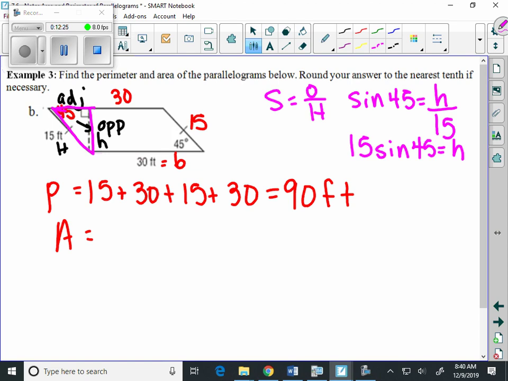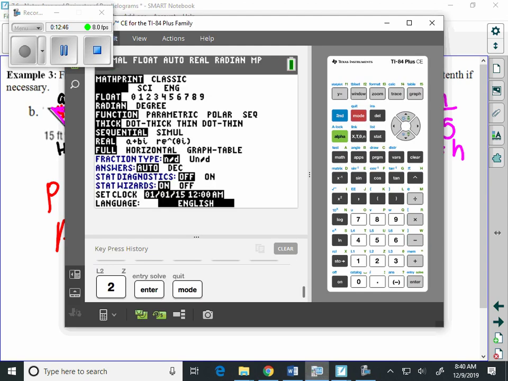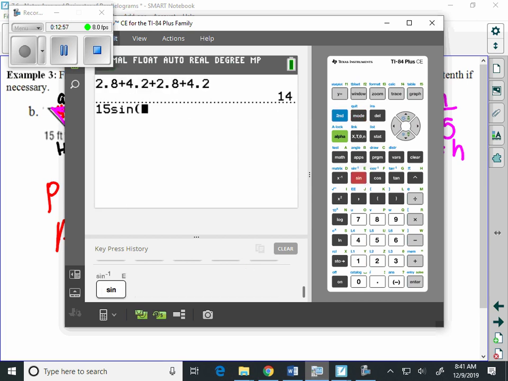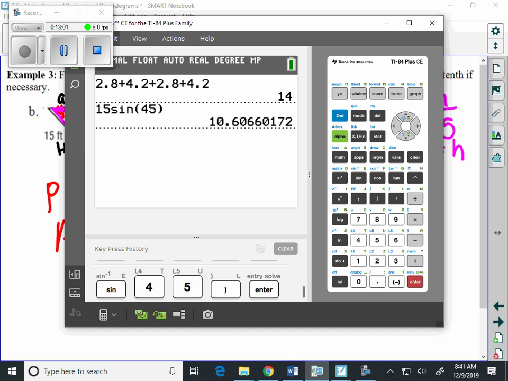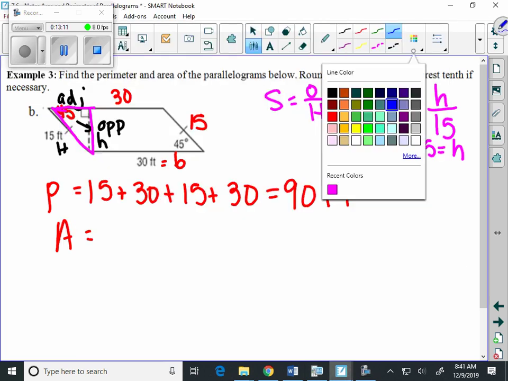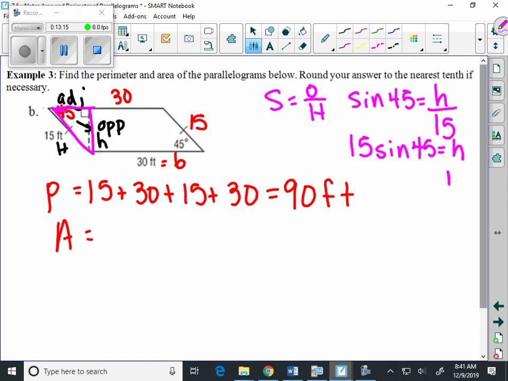I'm using my calculator today, but if you happen to use Desmos, remember, whenever you open up Desmos, you have to change it to degrees instead of radians, which is what it comes up as. My calculator is in radians here as well, so I'll change it over to degrees. But 15 times the sine of 45 gives us our value here, and we're going to round it to the nearest tenth. It's 10.60, so it's going to remain 10.6. So our height is 10.6.